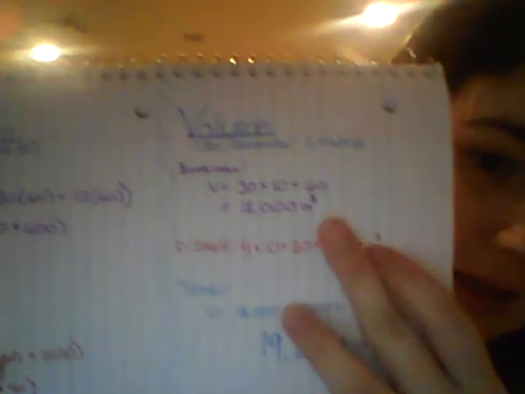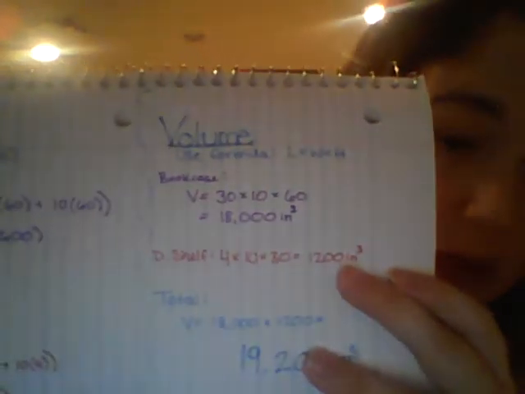For the volume of the bookcase, we had length times width times height to find the volume. So the volume of the bookcase itself would be 18,000 inches cubed. For the decorative shelf, it would be 1,200 inches cubed. So the total volume of the bookcase would be 19,200 inches cubed.